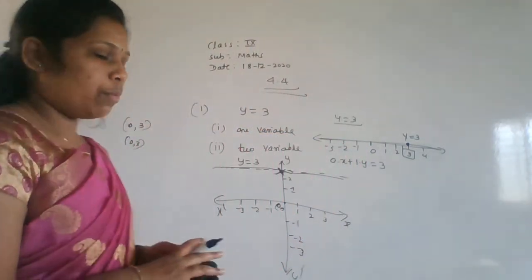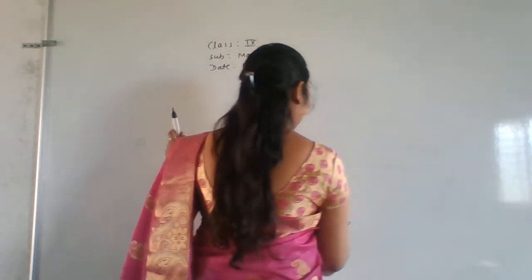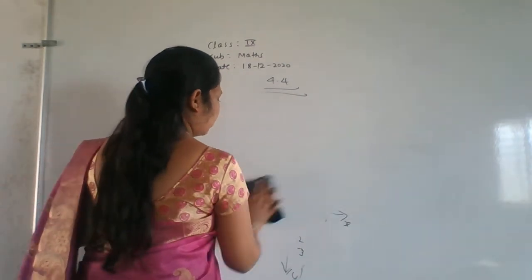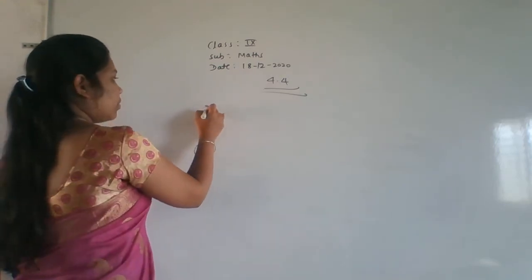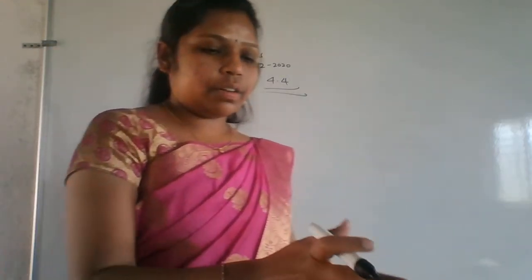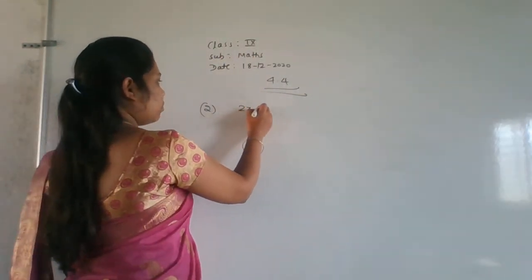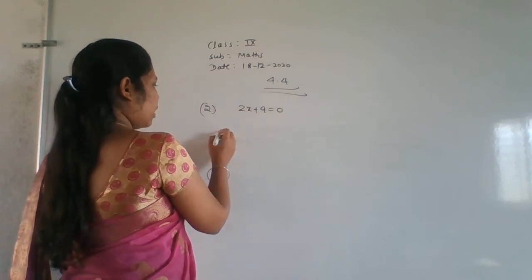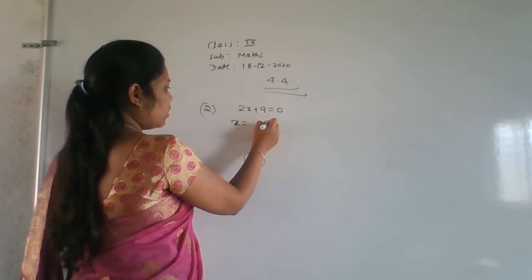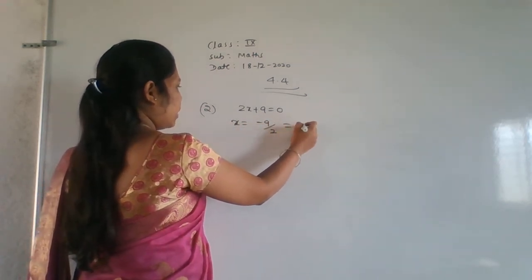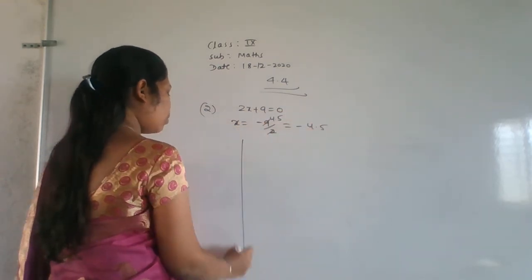Similarly, another problem is given here. Do the second problem. What is the second one given here? That is 2x plus 9 is equal to 0. Okay, in one variable, x is equal to, we can find, minus 9 by 2, that is minus 4.5. Okay, so now draw the graph here.